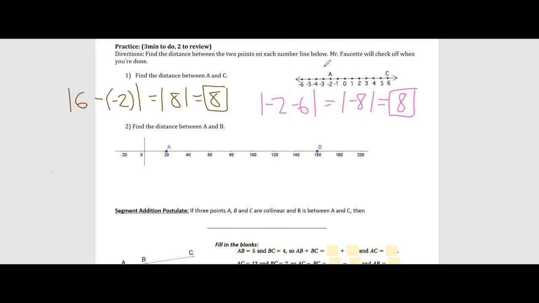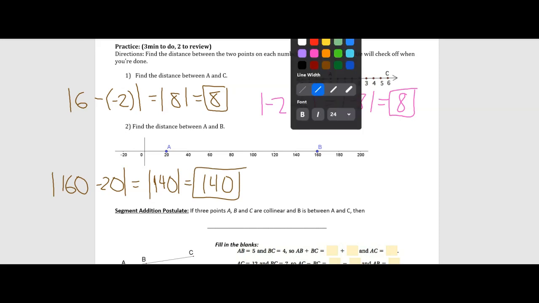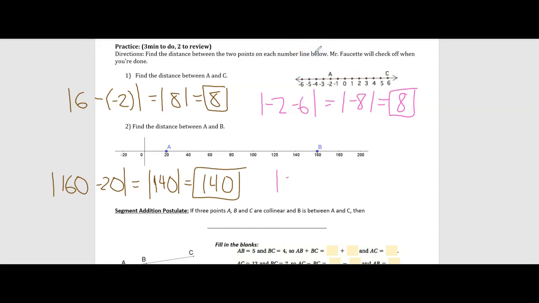So for number 2, it'll be the absolute value of 160 minus 20, gives us the absolute value of 140, which is equal to 140. Or we could have switched the numbers and we could have done the absolute value of 20 minus 160, gives me the absolute value of negative 140, which is equal to 140. So either way, the distance is 140. Okay.